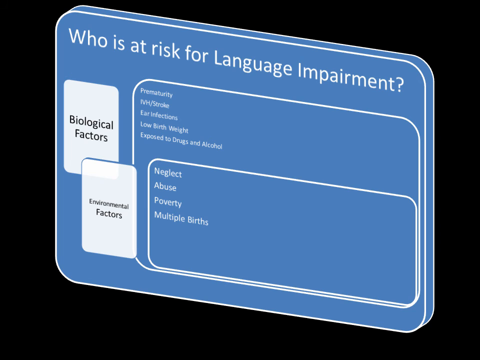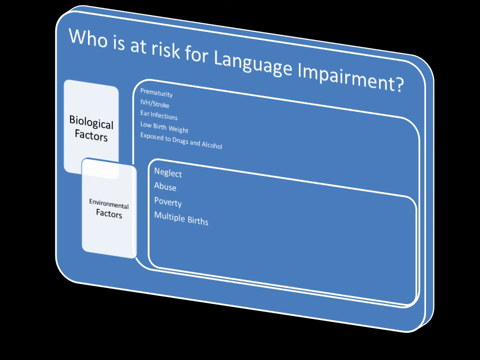This can impact language. A child who's a product of multiple births, whether twins or triplets, can be a factor. Sometimes their language can be delayed. Maybe attention is being divided among 3 or 4 or 5 infants. Therefore, the language development could be delayed in a child.